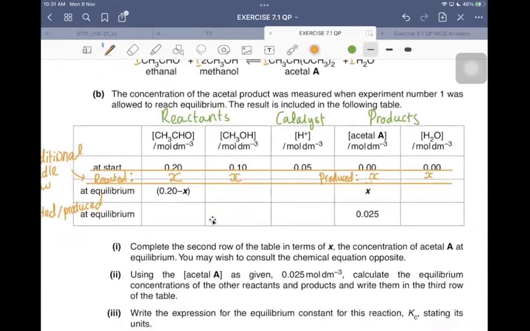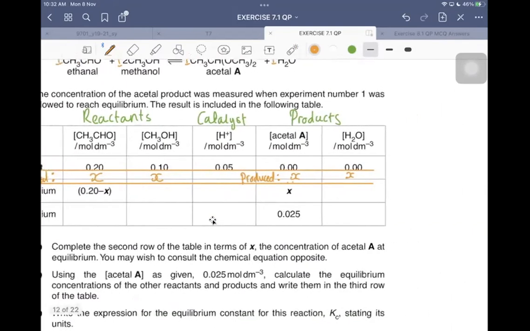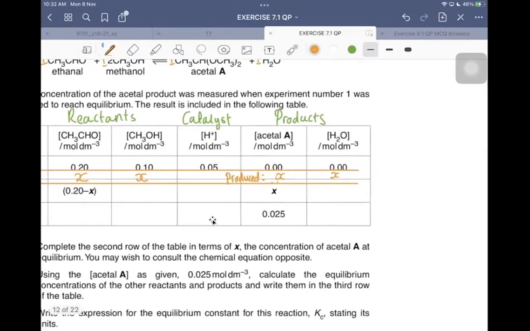Okay, then I can work out my equilibrium concentration expressions in terms of X. Okay, let's start with the products first. Remember, to get the products at equilibrium, it's initial plus produced equals to E. If I want to find reactants at equilibrium, I have to take initial minus reacted equals to E. So there is a difference there.